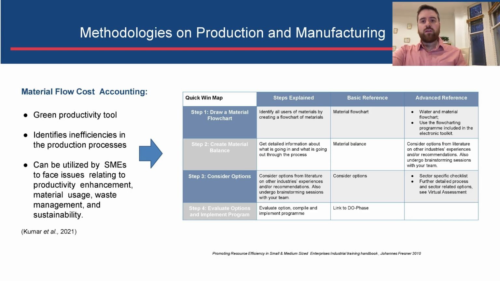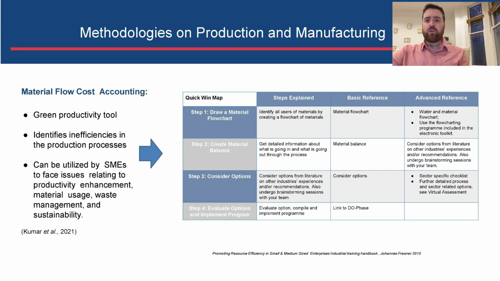The second methodology is material flow cost accounting. It is considered a green productivity tool that identifies inefficiencies in the production process and can be utilized by SMEs to face issues relating to productivity enhancement, material use, waste management, and sustainability. Its implementation will lead to an improvement in financial and environmental performance of the enterprise that will be maintained in the long term. In short, as we can see in the picture, it can be defined in four steps.